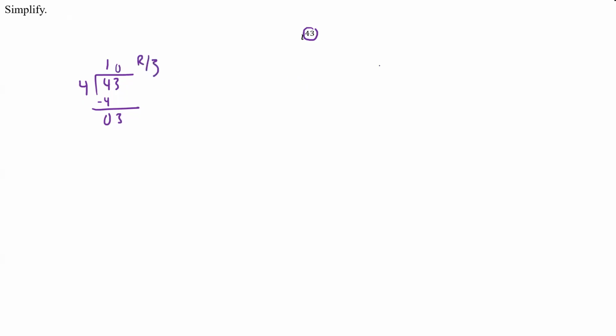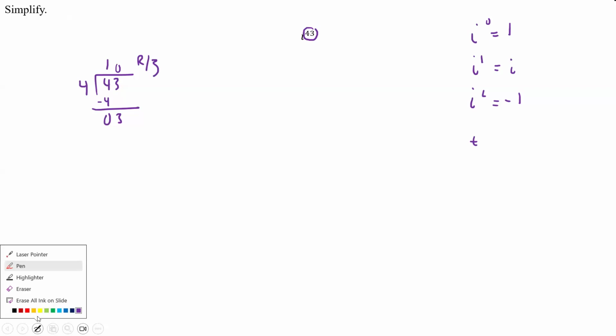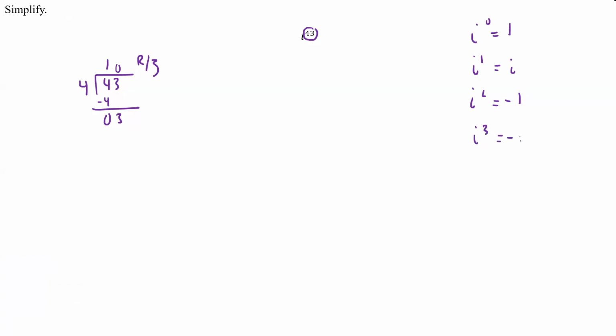Okay, now if we remember our values, i to the 0 equals 1. i to the 1 is equal to i. i squared equals a negative 1. And i cubed equals basically a negative i. Okay, so we have a remainder of 3. That's going to be the new value. We look at 3 here. So this is equal to a negative i. And that is our solution. And again, it all comes down basically to dividing by 4, whatever our number is up here.